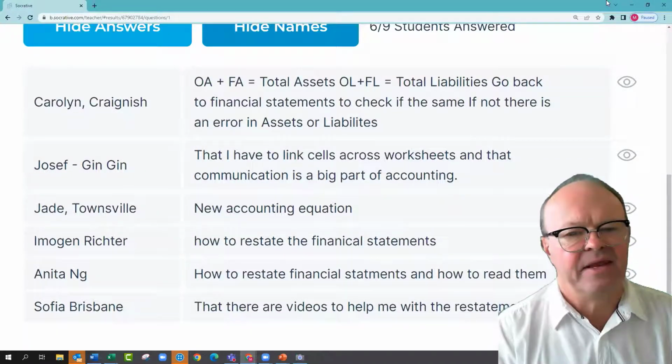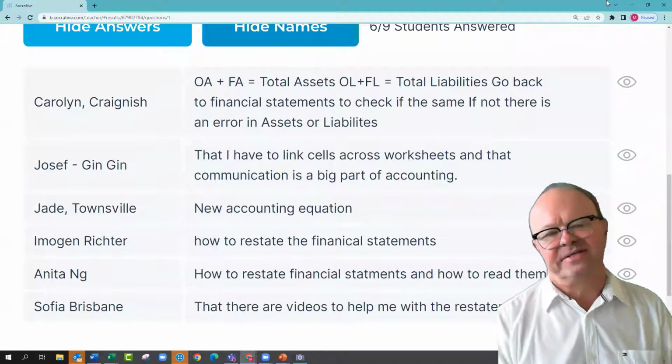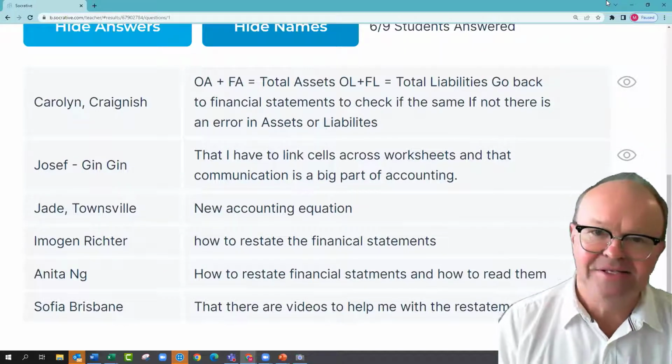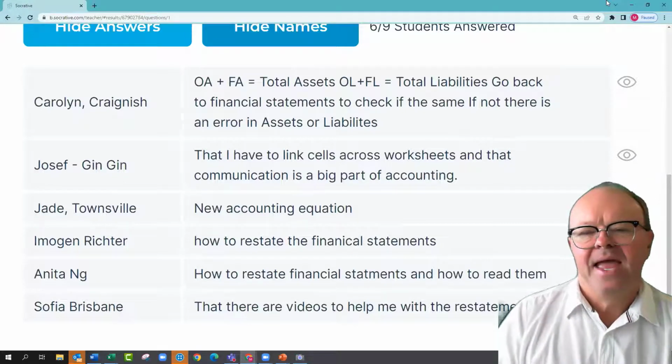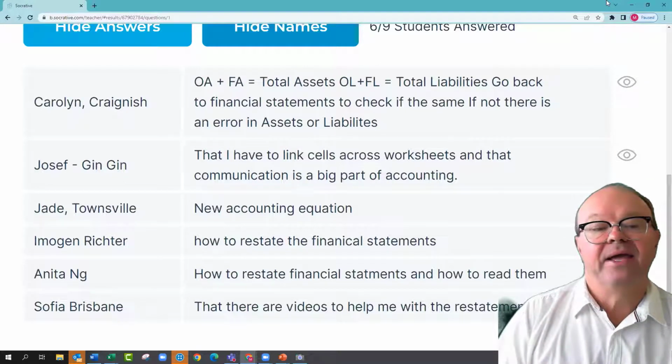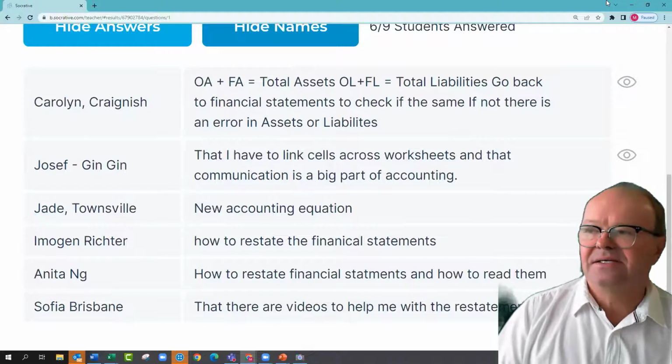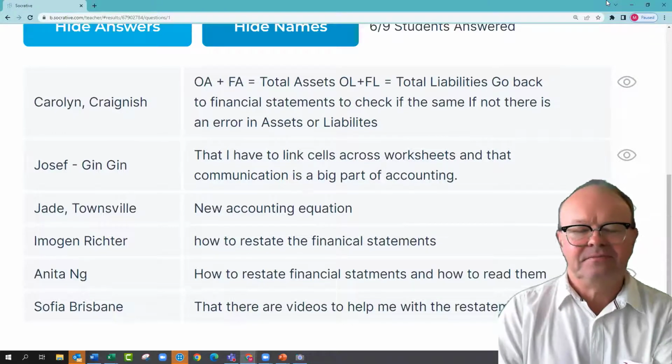Joseph in Gin said that I have to link cells across worksheets. That's right. So make sure you link them. It's the easiest way to do it anyway. It's not hard to link once you get used to it. And that communication is a big part of accounting. Joseph, that is such a great insight.